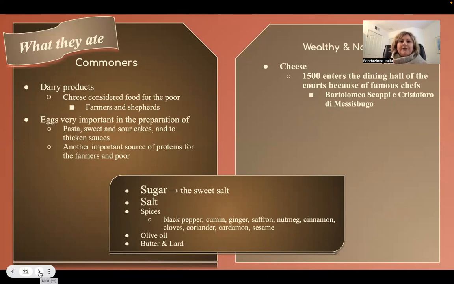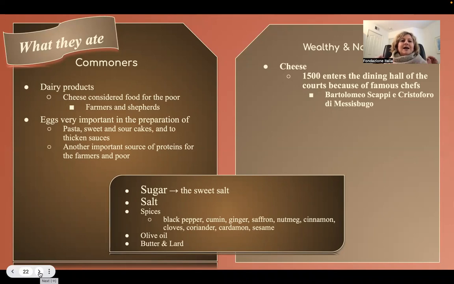Eggs were also another very important food and source of protein for the poor, and that's why there are so many recipes in Italy that are based on eggs: pasta, cakes, sweet and sour, omelets, the famous Italian frittata.